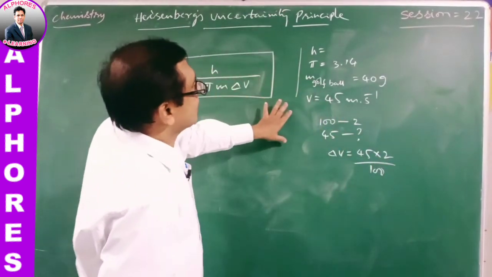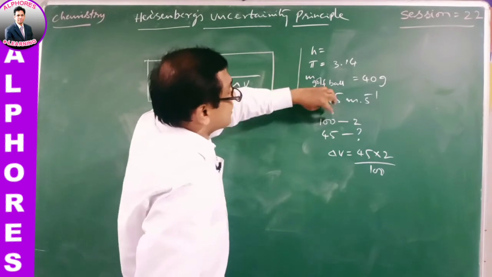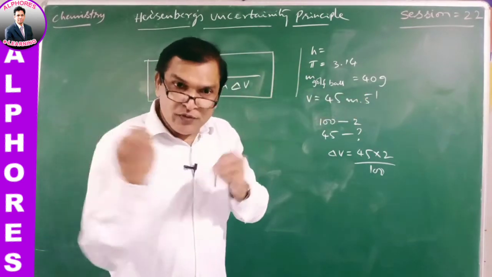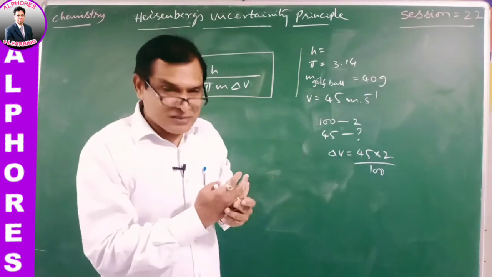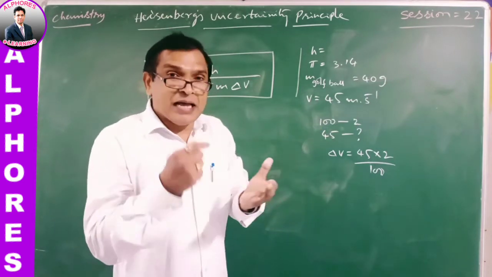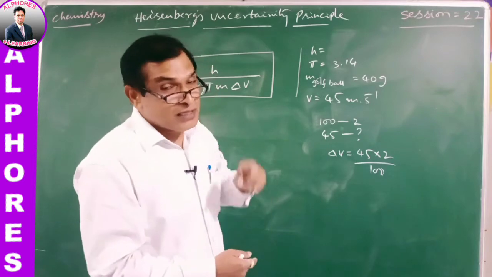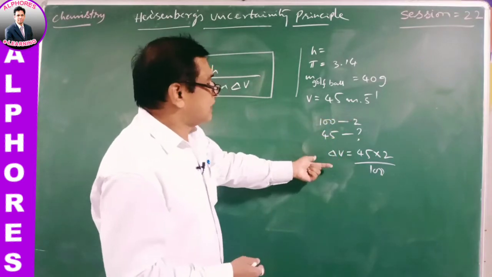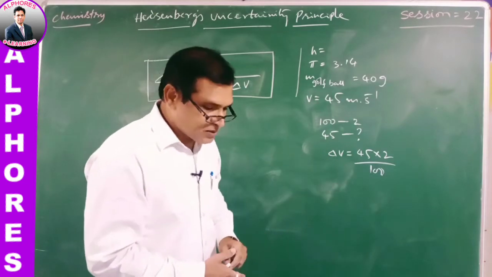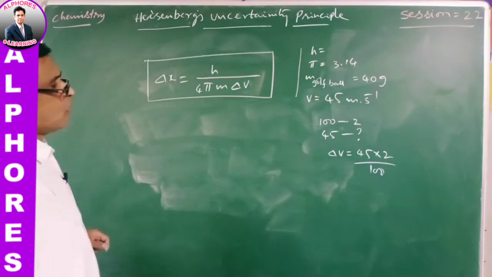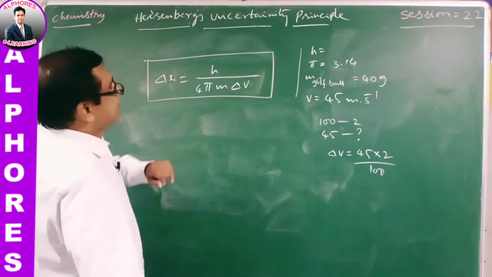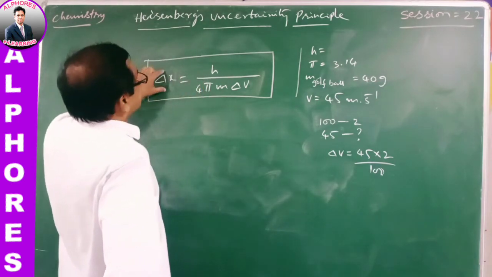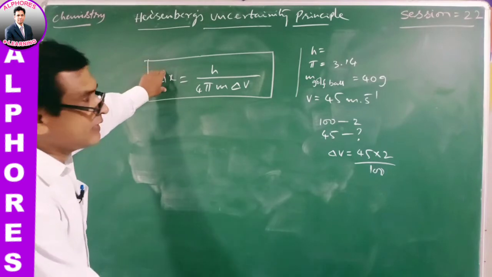So the golf ball is moving with a speed of 45 meters per second, and the accuracy in that is 2%. Then per 45 how much? So that is delta V, we can calculate like this. Now substitute in this. See, delta x you are calculating is the uncertainty in the position.